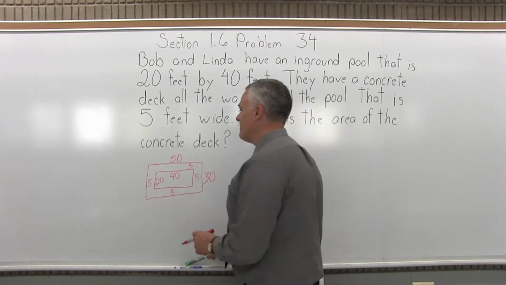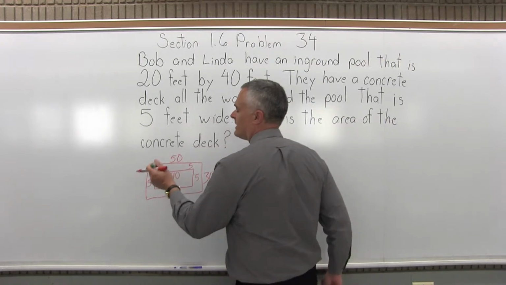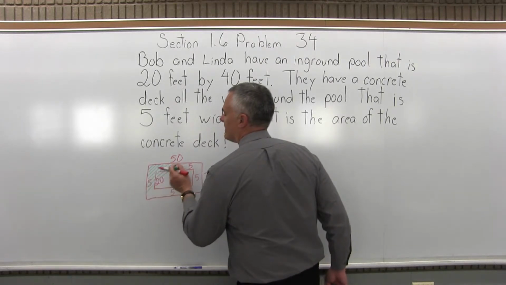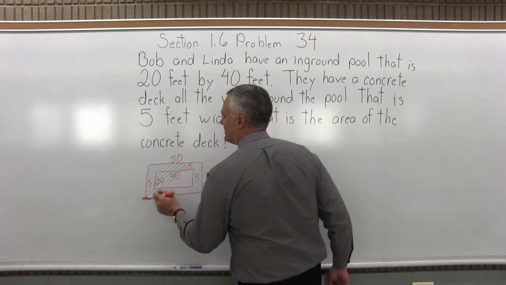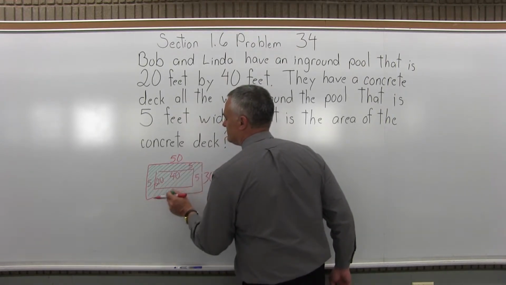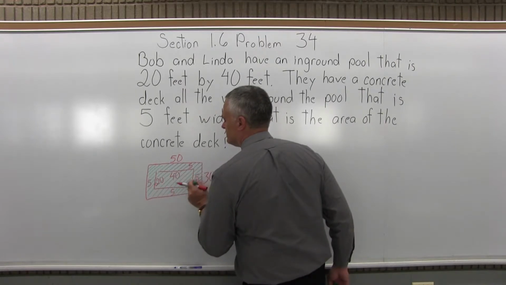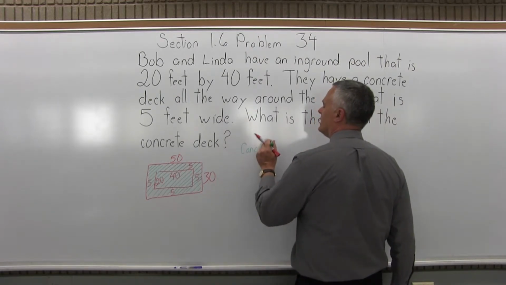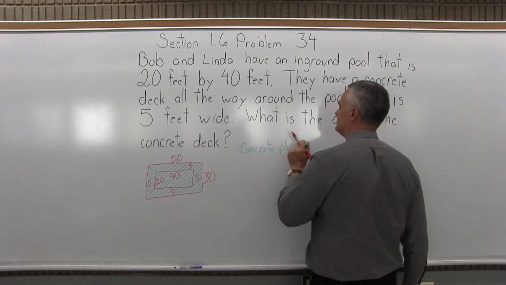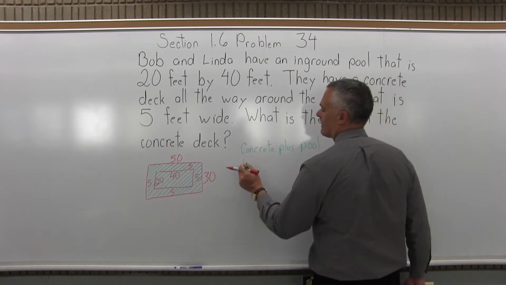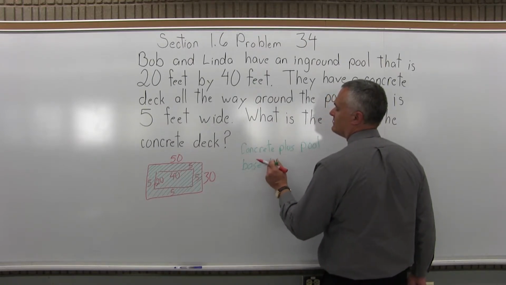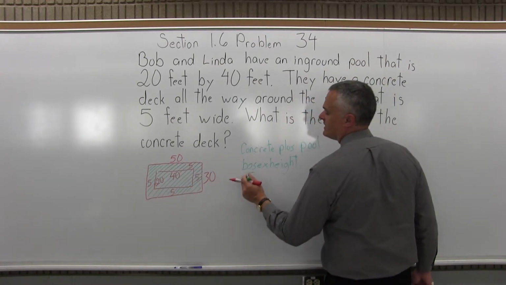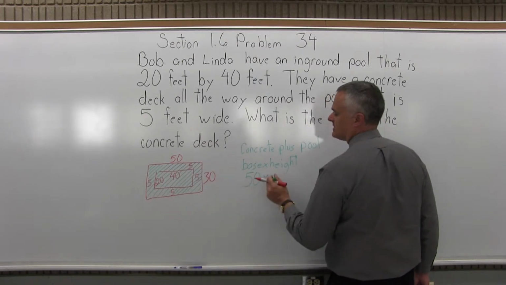So now, let me compute just the area of the concrete. Forget the fact that there's a pool in the middle of it. I just have a big rectangle here that's 50 feet in length and 30 feet in height. So, concrete plus pool, base times height. The base, the long distance, is 50 times the height, the shorter distance, is 30.